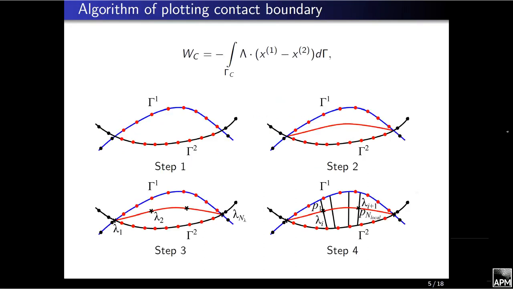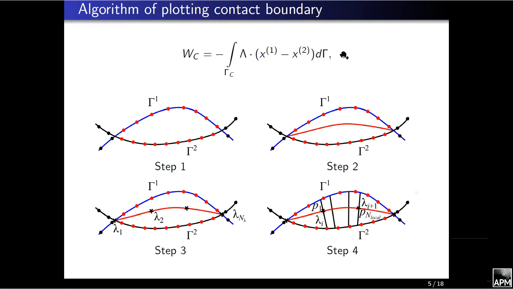In the process of obtaining the finite element equations, we need to take this contact integral. Here, lambda is a function of Lagrange multipliers. X1 and X2 are congruent points of bodies 1 and 2.